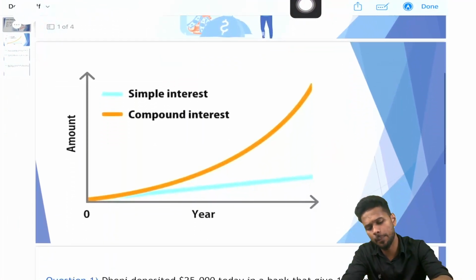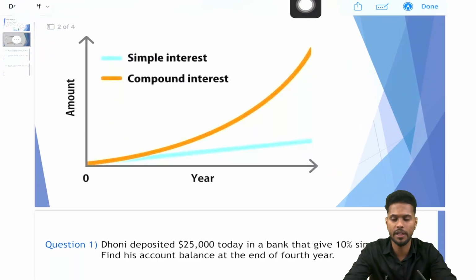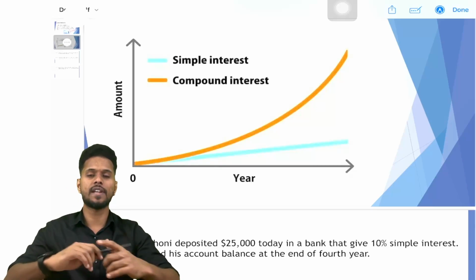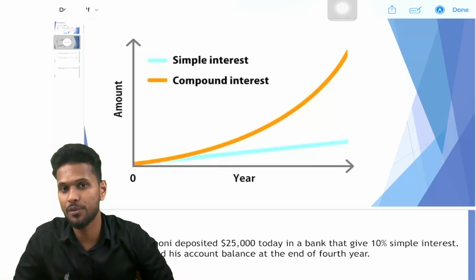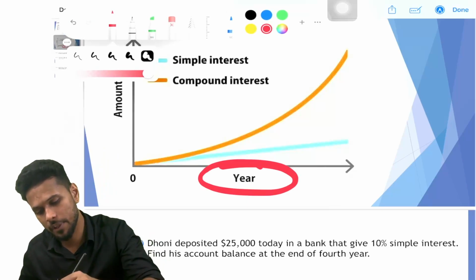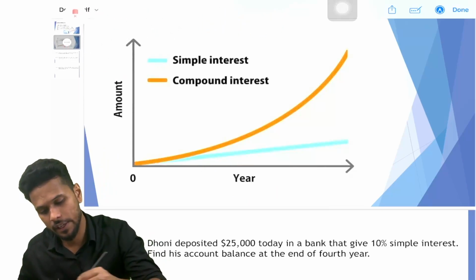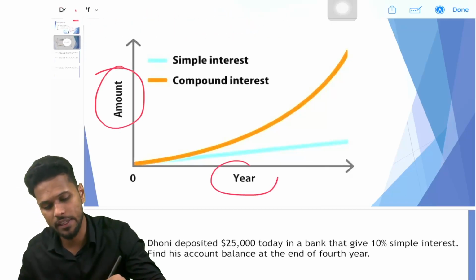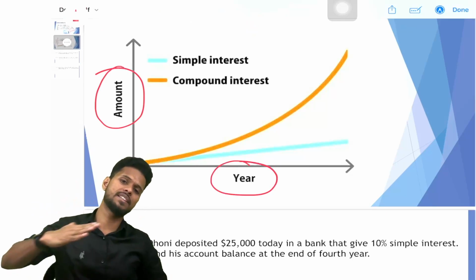This is a graphical representation of simple interest as well as compound interest. You just look here, it is years, and it is the interest amount and years. The simple interest graph is like this.